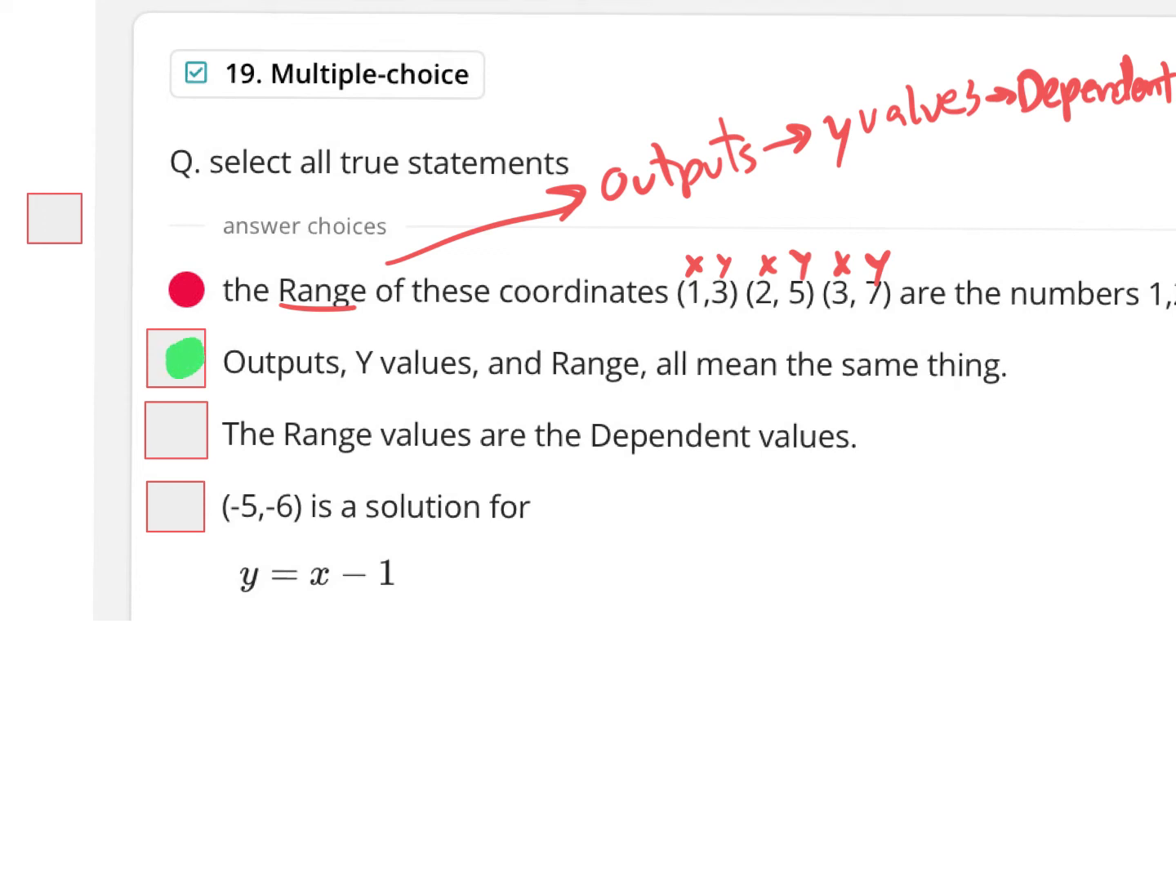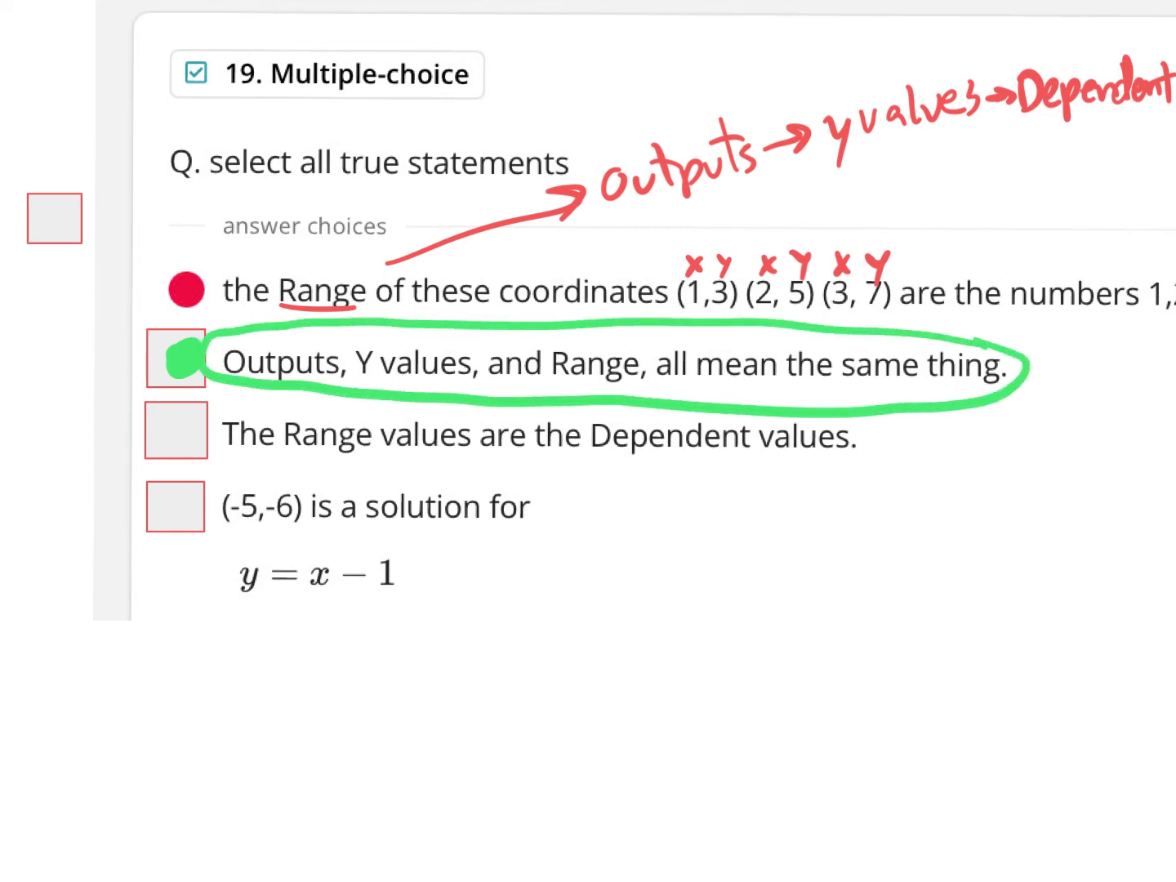That would be a green dot right there. The outputs, the y values, and the range all mean the same thing. Now keep in mind that I might, on the test, maybe change this to x values, which would make this a false statement. So this is a true statement. Let's see if there's any other true statements.